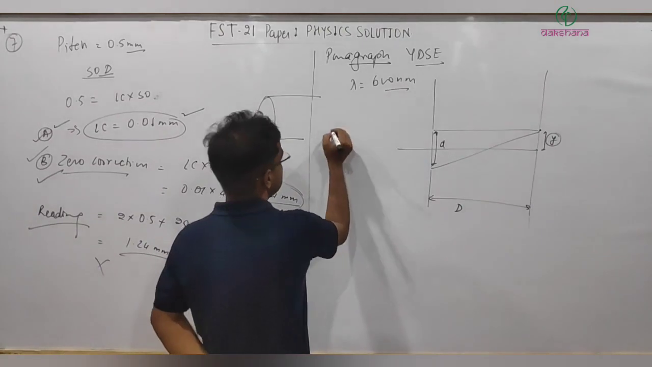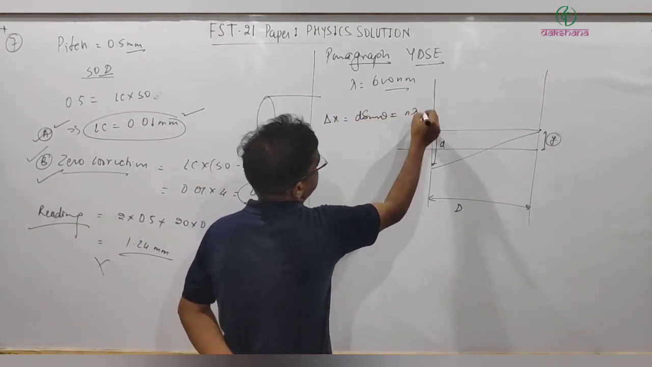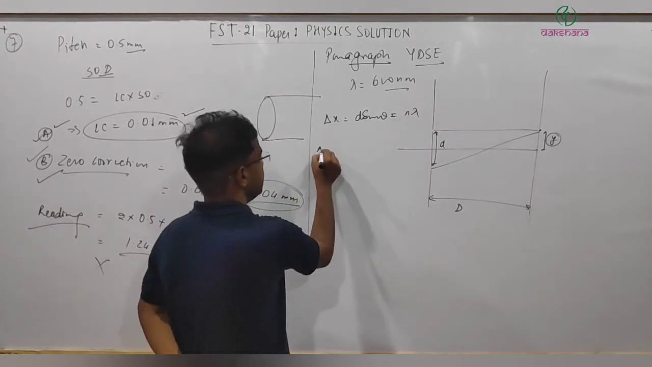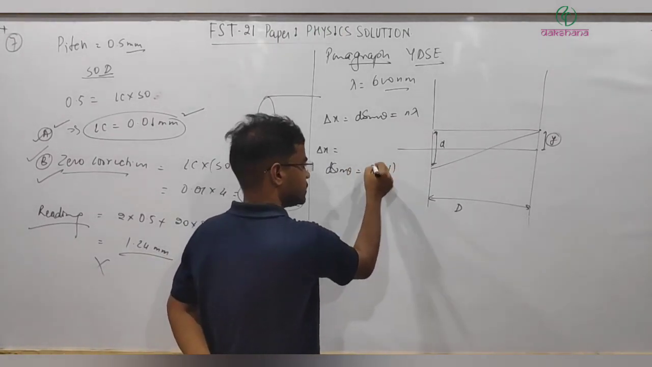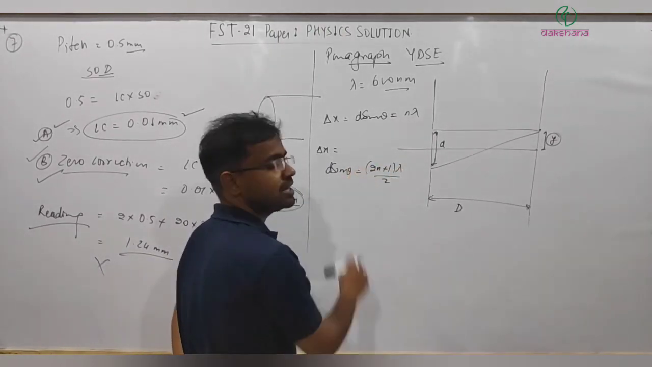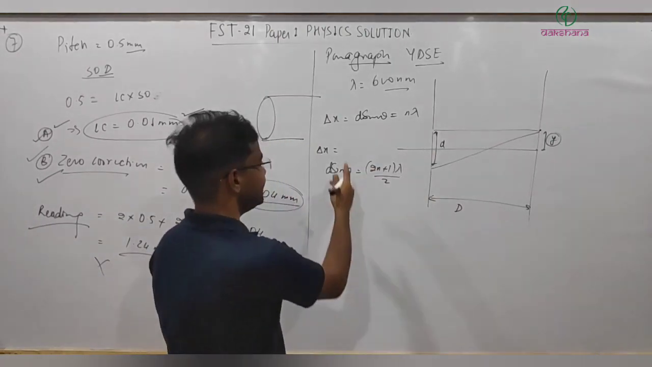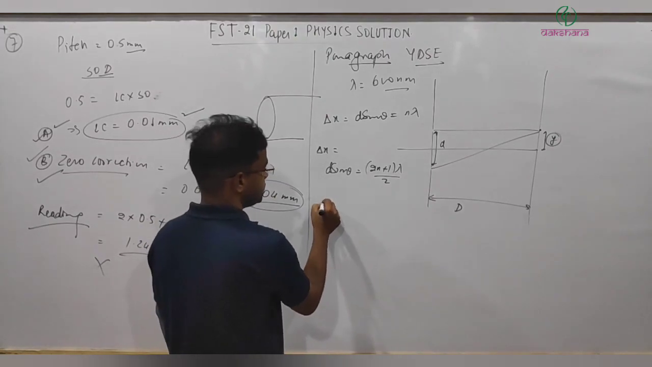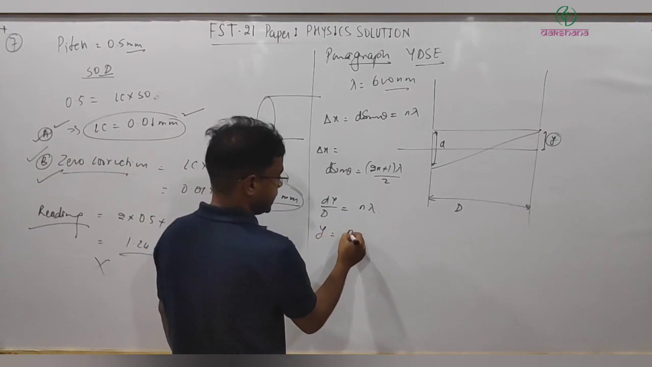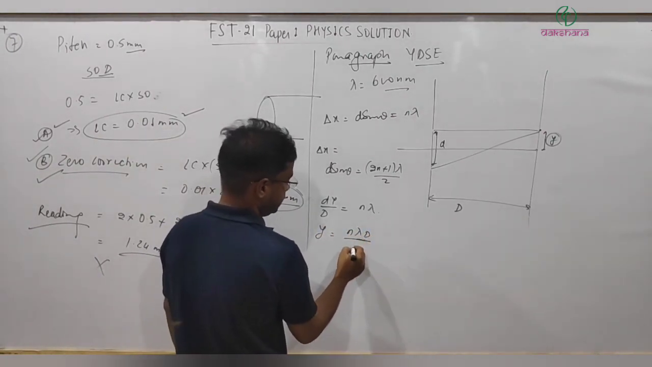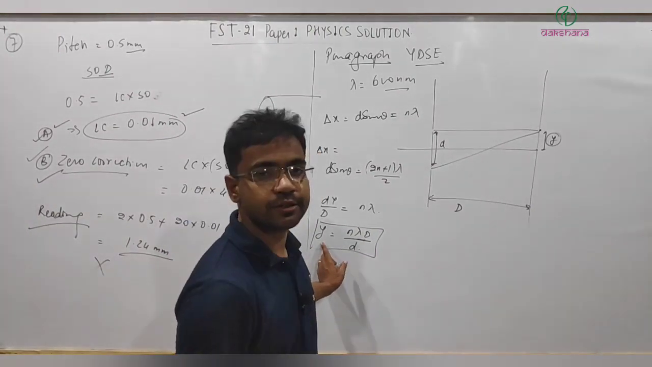So here the path difference delta x is equal to d sine theta, which should be equal to n lambda for the case of maxima, and delta x is equal to d sine theta should be equal to (2n plus minus 1) into lambda by 2 for minima, where I am taking n from 0. So that is the condition, and sine theta for small values I can write as y by D, so d y by capital D is equal to n lambda, and y I am getting as n lambda into capital D by small d. So this is the condition for maxima.